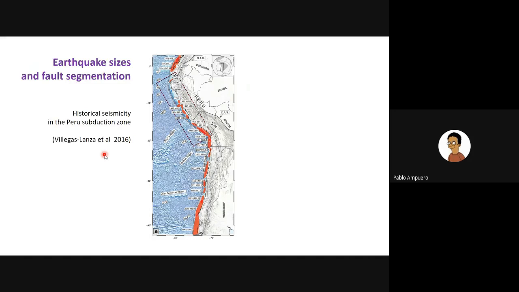We're going to focus on Peru, and in particular the coast, so this dashed lined box here.